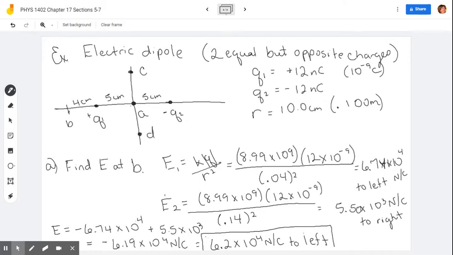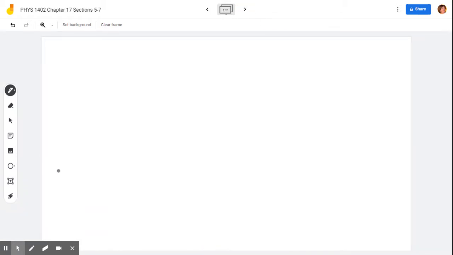Okay, the last part of this question simply asks about what is the direction of the electric field at point C? Well, think about that. Let's do common sense. So I am going to go ahead and draw another picture. So there's this. Here's point C. Here's point D. Here's our positive Q. Here's our negative Q.